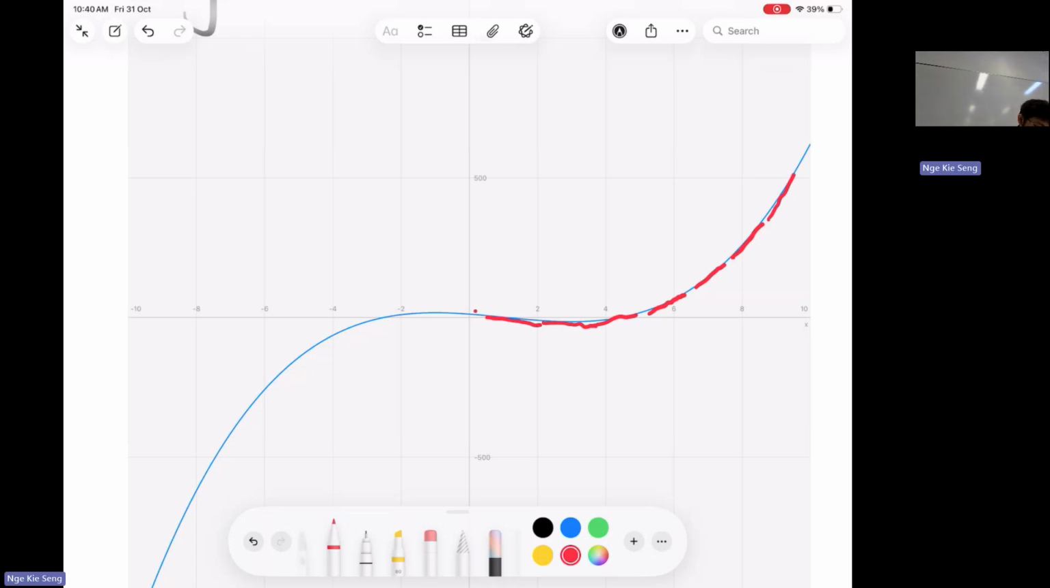And then on the other side, the tangent line will stay above the curve. Not straight, maybe a bit thinner. Make sense?